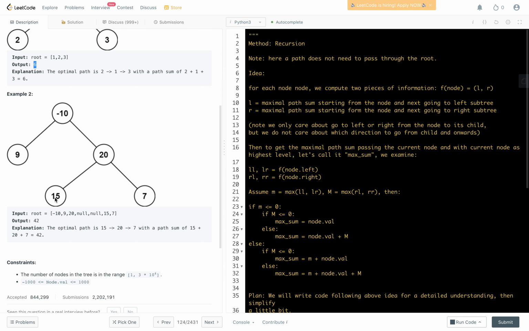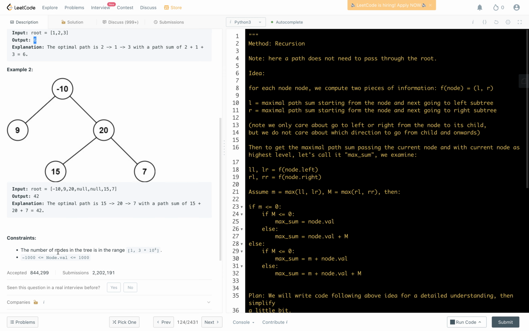So the first one, actually 9, negative 10, 20, and 15, has a smaller path sum compared with the path passing through 15, 20, and 7. So actually for this problem, the maximum path sum is corresponding to this path, 15, 20, 7. That is 42. So before we look at the analysis, let's also look at the constraints.